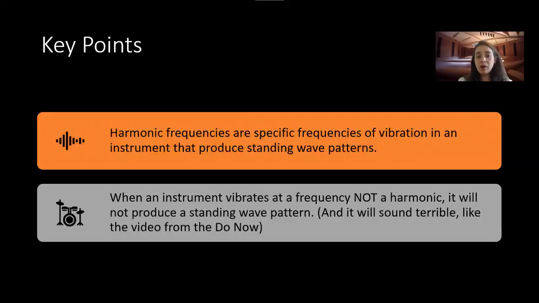So first, harmonic frequencies, or harmonics, are specific frequencies of vibration in which an instrument produces a standing wave. And so that's why it was important for us yesterday to define what a standing wave was so that we can understand what a harmonic frequency is. When an instrument vibrates at a frequency that's not a harmonic, it won't produce a standing wave pattern, and it's going to sound terrible, just like the trumpet player from Arduino, right? Or when we sing off key or something, that's the same idea.